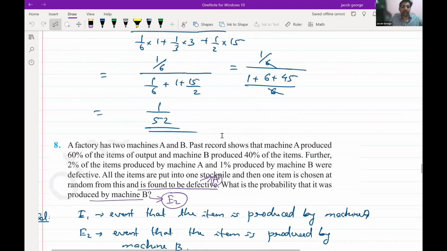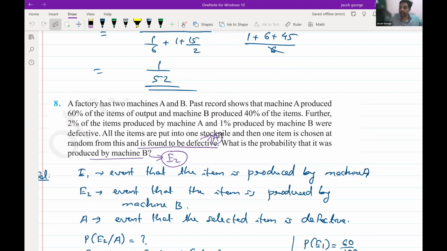Next, 8th is also the same. So if you can understand that pattern, the majority of the sums are similar, right? Majority of the sums are similar. There is a slight difference in a few sums, 1 or 2 sums, but the majority are similar problems. It is a scoring topic also, okay, if you can understand it well.